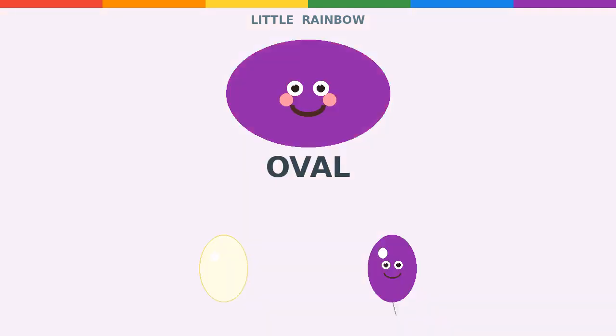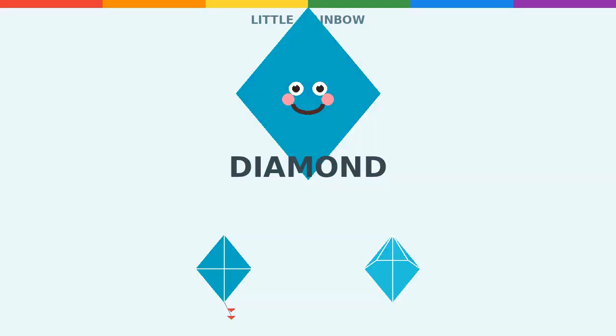This is an oval. An oval is like a circle, but longer. Look at an egg and a balloon. They are all ovals. Can you say oval? Oval.